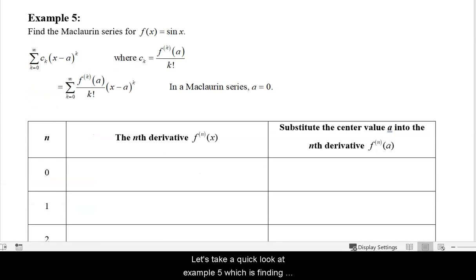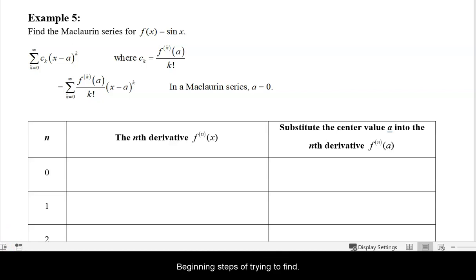Let's take a quick look at example 5, which is finding the Maclaurin series for the function sine x. We worked with sine x in the previous video, but in that video we were only looking for the Maclaurin polynomial. Now we want to see what we need to do in order to come up with the Maclaurin series that never stops and continues forever and ever.